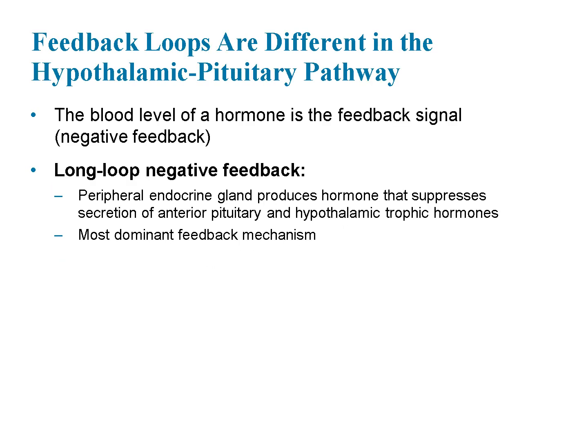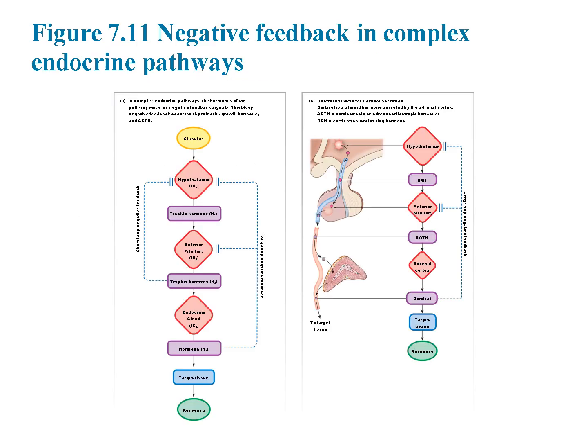The concentration of a hormone in the blood serves as the signal in a negative feedback loop. In long-loop negative feedback, a hormone produced by a peripheral endocrine gland inhibits the release of hormones from both the anterior pituitary and the hypothalamus. This mechanism is the most common form of feedback in the endocrine system, helping to maintain hormonal balance and prevent overproduction.